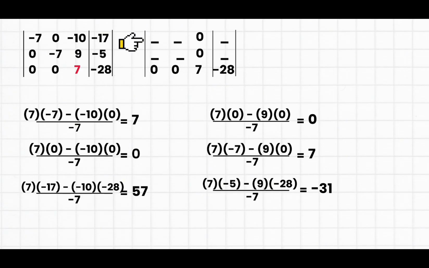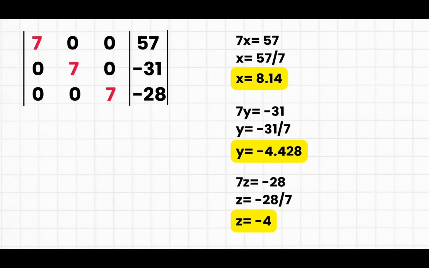Column for x is 7 times minus 17 minus 10 times minus 28. All of this divided by minus 7 gives us 57. For y, we got minus 31, and for c, we got minus 28. Finally, we have our diagonalized matrix, where all elements on the main diagonal are 7.